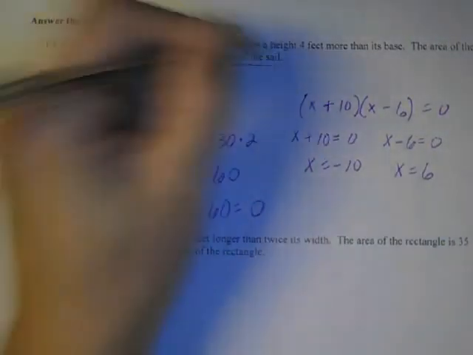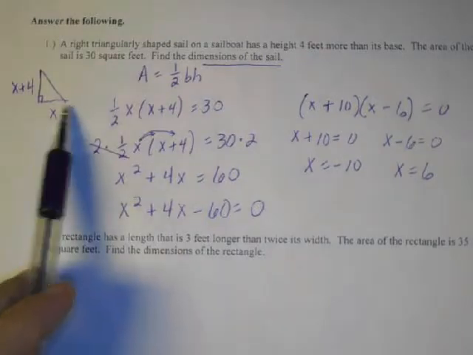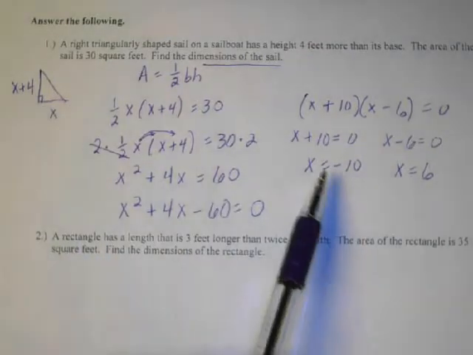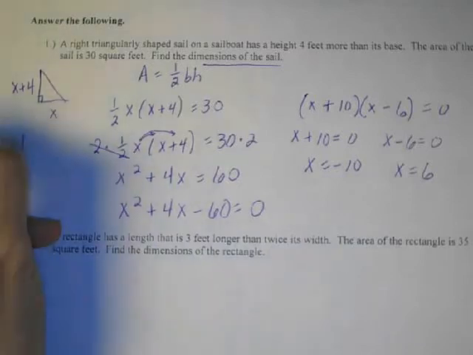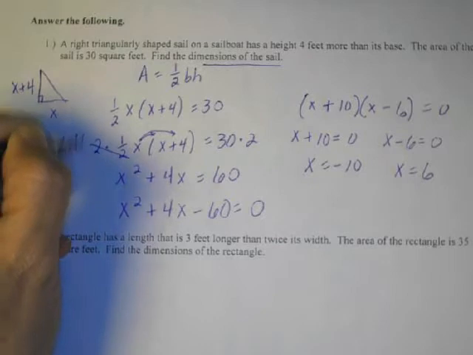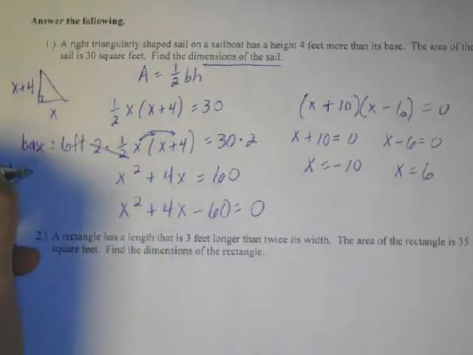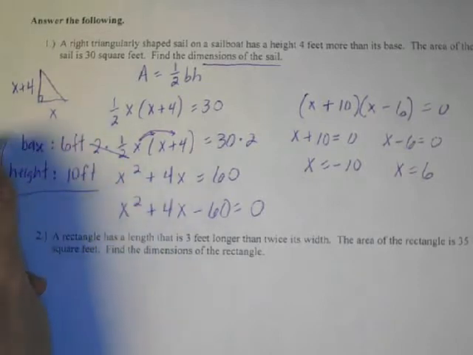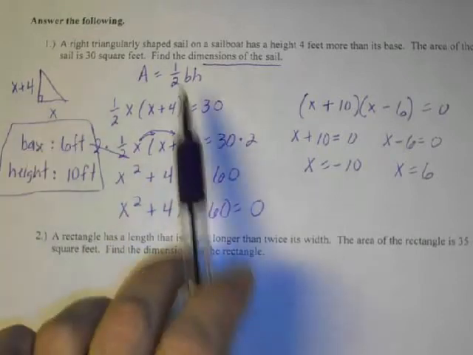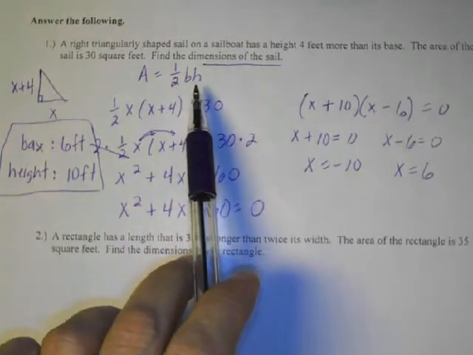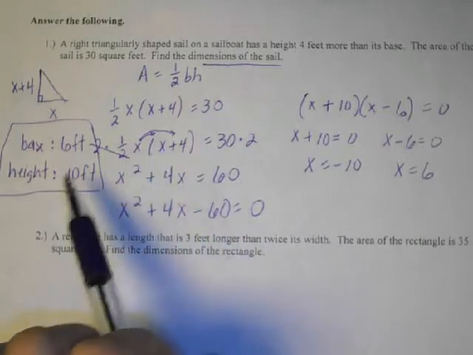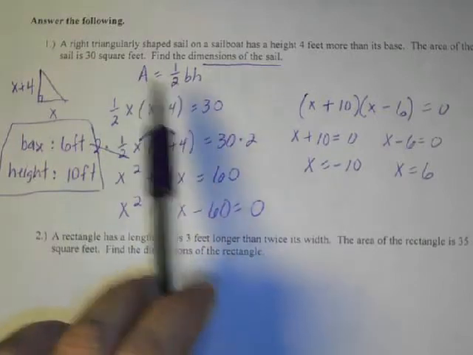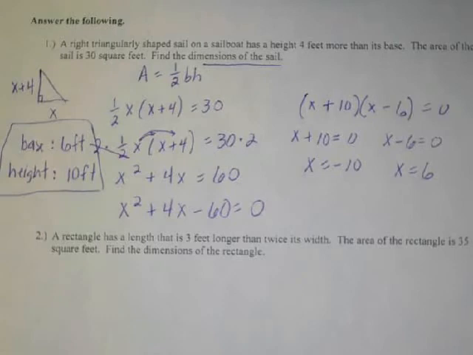Well, it says find the dimensions of the sail. X is the base of the sail and cannot be represented by a negative number. So the base of the sail is 6 feet. And the height is 4 more than that, so 10 feet. I could check my work by using the formula, 1/2 base times height, so 6 times 10 is 60, divided by 2 is the 30 square feet I should get.